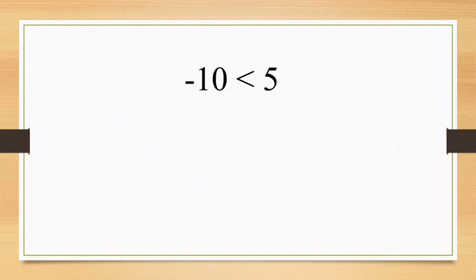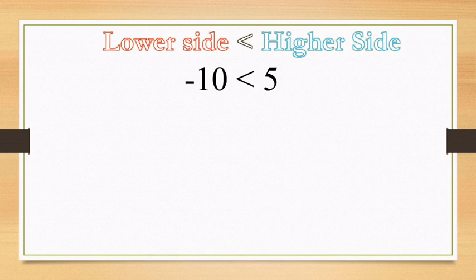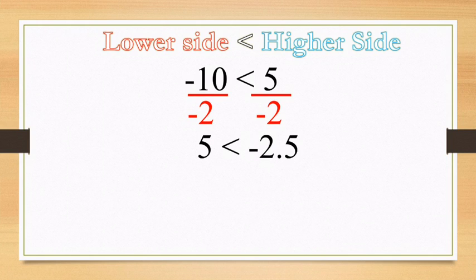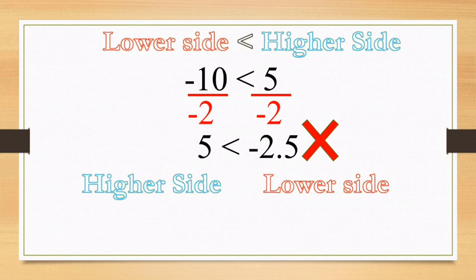So here comes the catch. I'll start over again. The lower side is less than the higher side: -10 < 5. Now I'm going to divide, but this time I'm dividing by -2, and this will change things. I'm dividing both sides by a negative. -10 divided by -2 is positive 5, and 5 divided by -2 is -2.5. Now the inequality says 5 < -2.5, and that's not a true statement. In fact, the exact opposite is true. I've switched which side is higher and which side is lower. Once I divided both sides by a negative, I changed the polarity of each side.